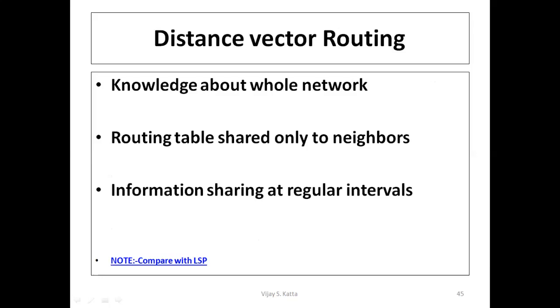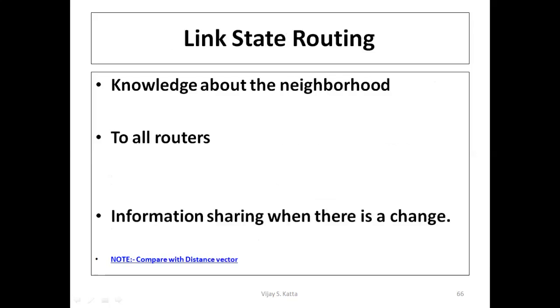Second, the routing table is shared only with neighbor routers. And third, this sharing is performed at regular intervals. While in the link state routing algorithm, each router has knowledge about only its neighbors. Now this is a major difference.